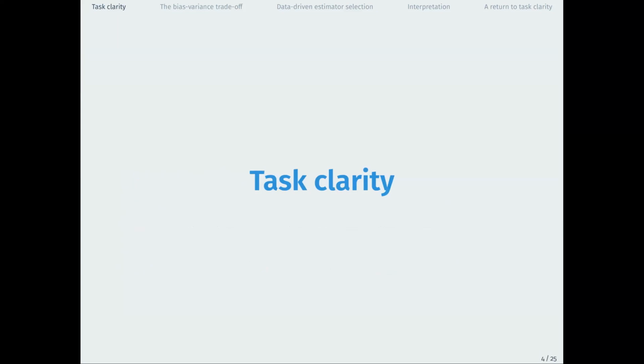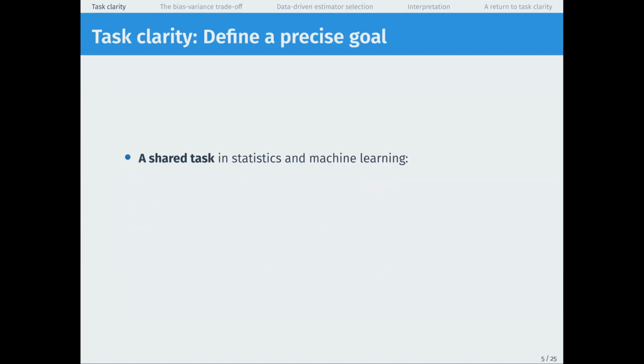So let's start out by talking a little bit about task clarity. In both statistics and machine learning, there is a shared task. That task, to take a simple example, could be drawing inference about a target population from a sample. So in statistics, we have a sample of data and we want to learn about some population parameter. And in machine learning, we might have a training sample and we want to use that training sample to learn an algorithm that will then apply in a test sample or in future population cases.